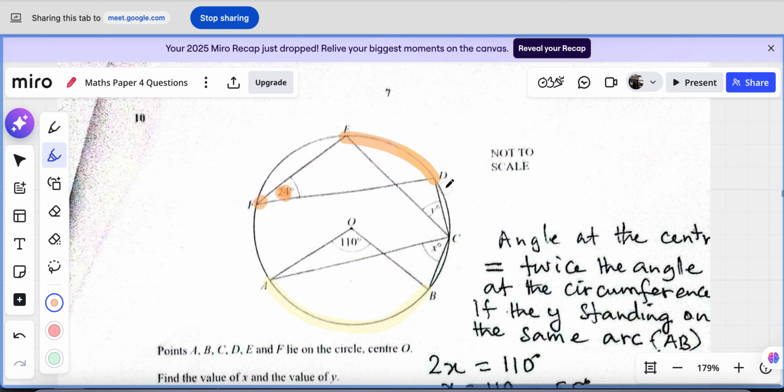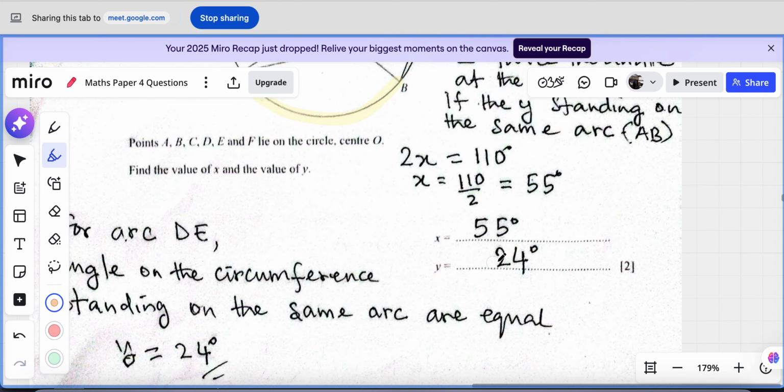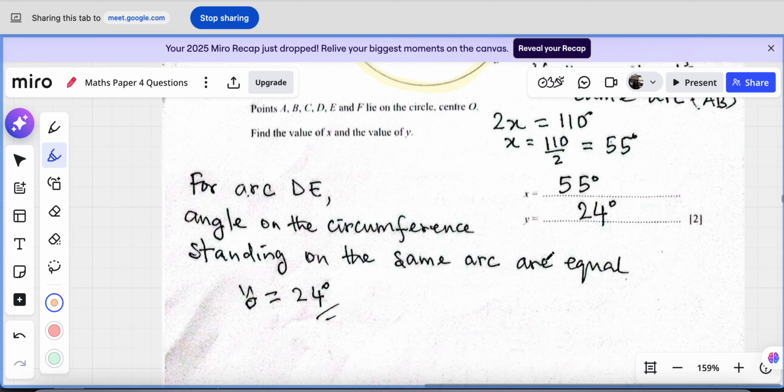And there's another angle property rule that says that angles on the circumference standing on the same arc are equal. If both angles are on the circumference, and they are both standing on the same arc, they will be equal. So it means y equals 24. You don't need to solve anything. It means y equals 24. And that gives us our 2 marks.